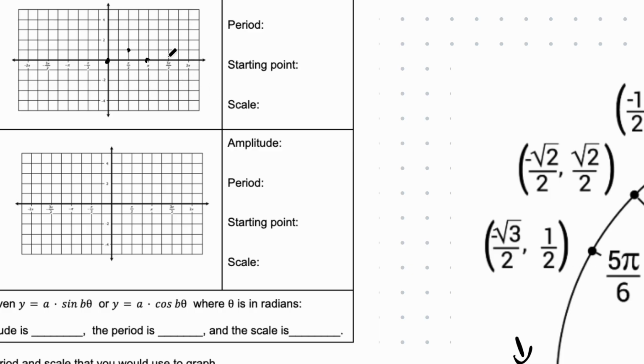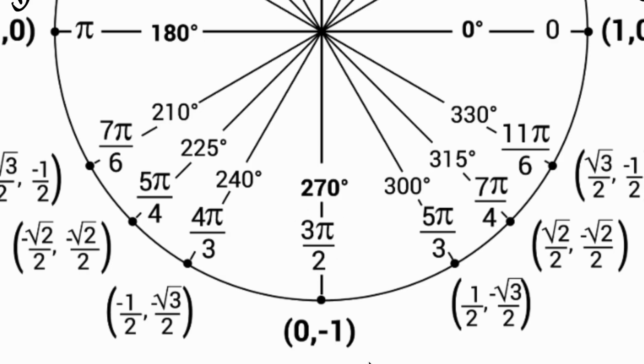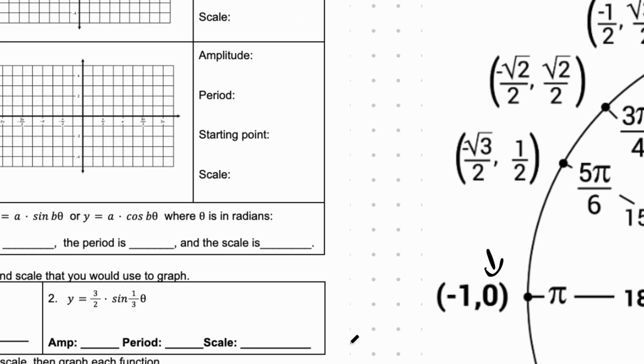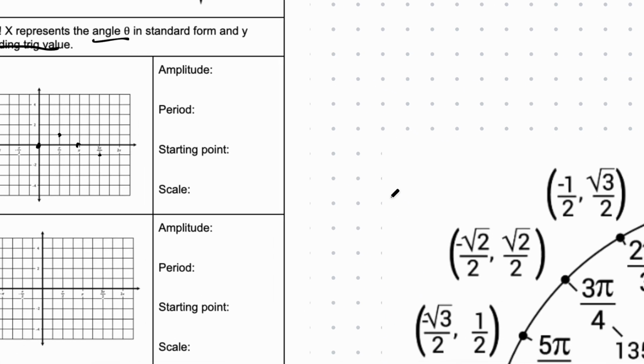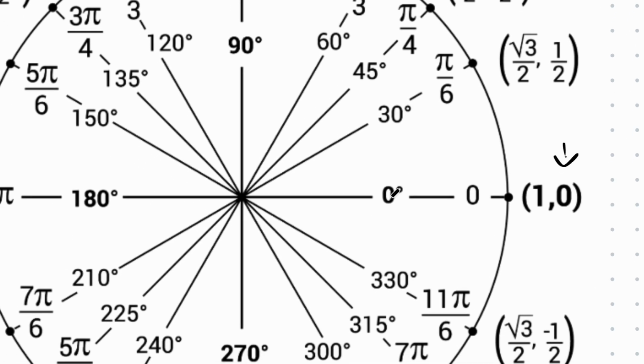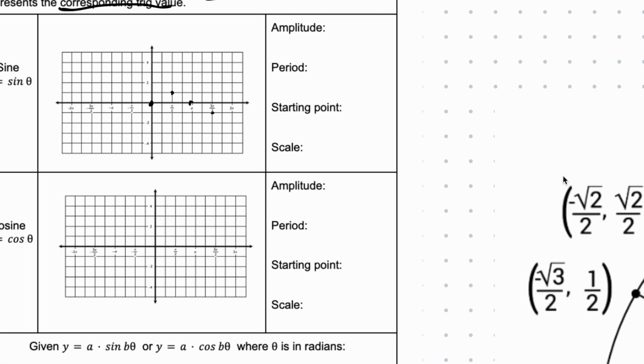And then we go to 3 pi over 2. So we go down to our unit circle, 3 pi over 2. What's our y value? -1. So we graph -1 here. And then we go to 2 pi. Now 2 pi is coming back this full rotation, and we go back to 0. So we're going to graph 0. Now we're just going to keep on repeating this pattern.